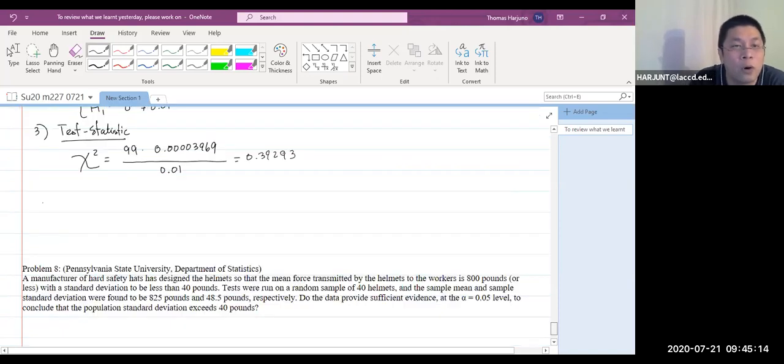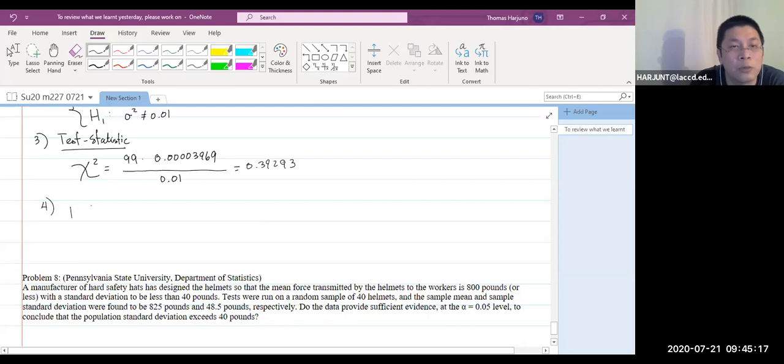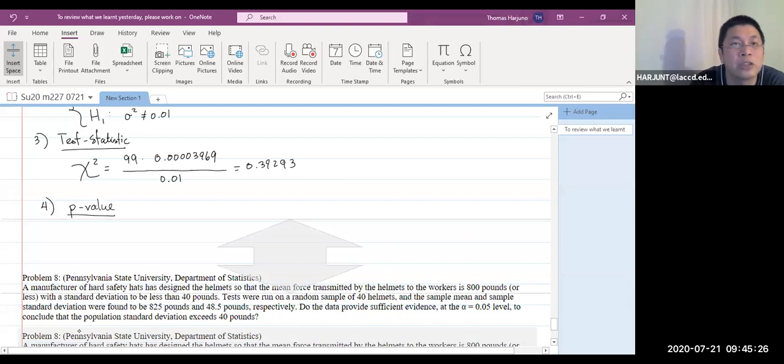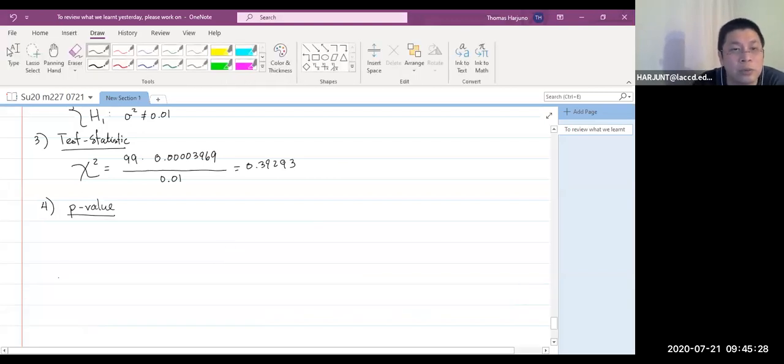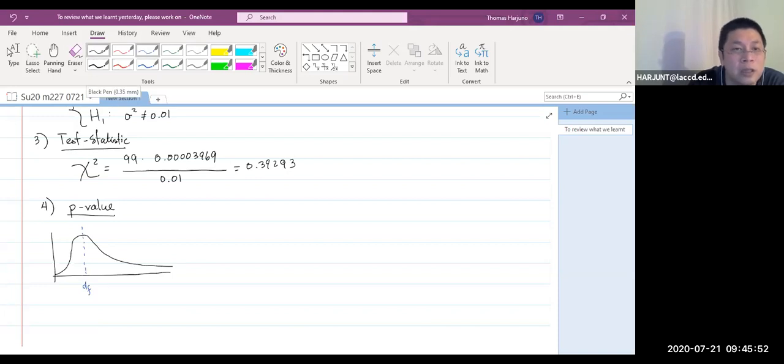So step 4, how about the p-value? And we sketch that chi-squared distribution. Chi-squared distribution looks like this. Now the peak, that's why you need to know the peak. The highest point is approximately the degree of freedom. Then our test statistic is here.